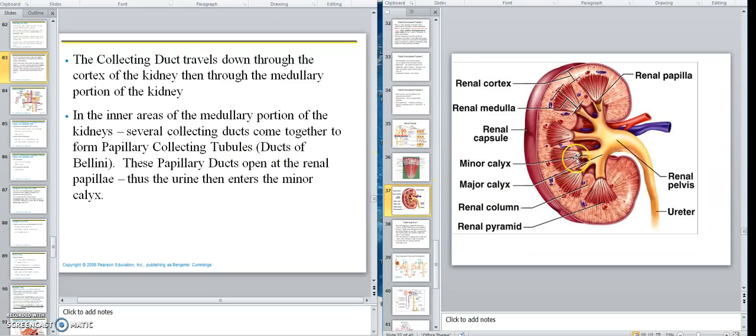Then the papillary ducts open at the renal papillae, and then urine now drips into this. You say, why do I say urine? Because the minute you drip from here into the minor calyx, there's no more modification. Whatever it is, it is. And so it drips into there and then follows on down. Okay? So that's all I'm going to say about the collecting duct for now until we actually talk about concentration of the urine.